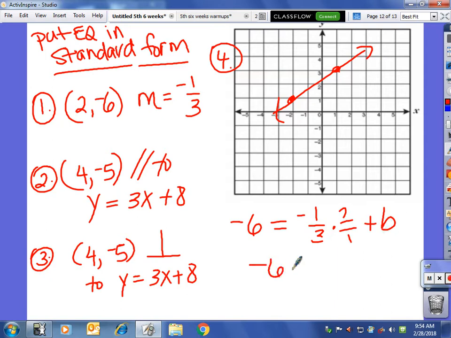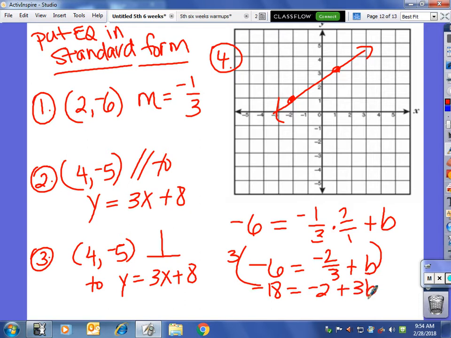So negative 6 equals negative 2/3 plus b. At this step, you could either be a calculator person to do the adding of 2/3 to negative 6, or get rid of the fraction, multiply everything by 3. Please don't forget to multiply b by 3 if you choose to do it this way. Negative 18 equals negative 2 plus 3b. Add 2 to both sides, I'm getting negative 16 equals 3b. So for number 1, I got negative 16/3 for the b value.